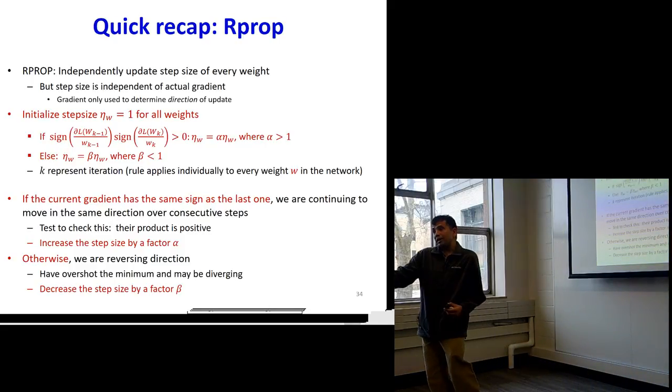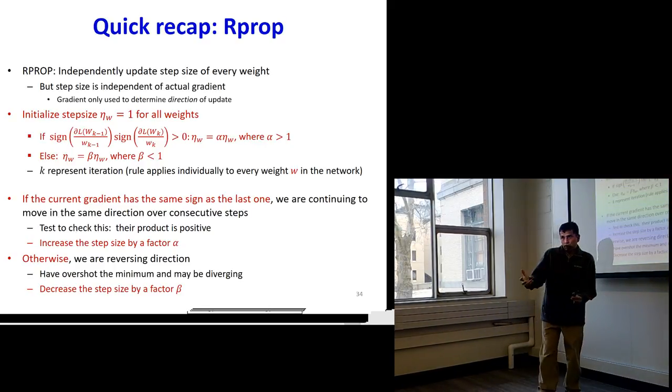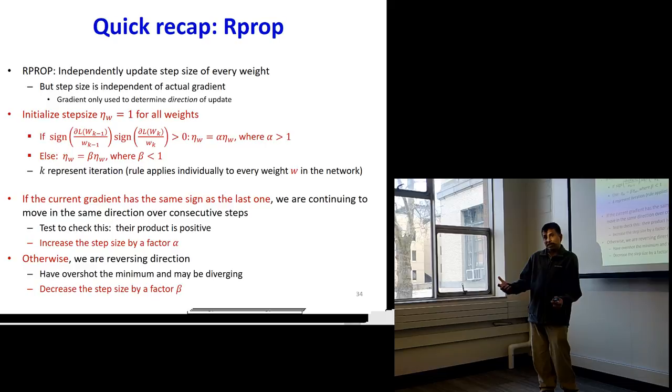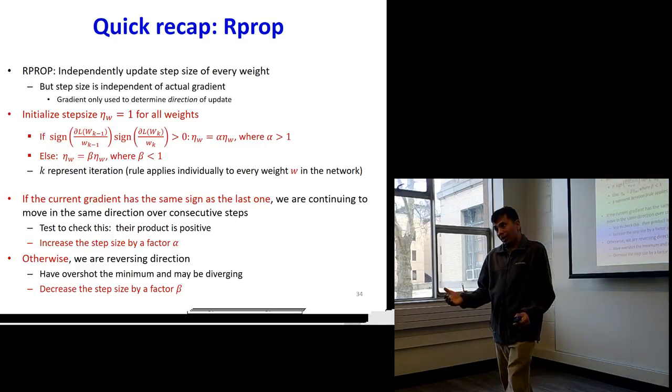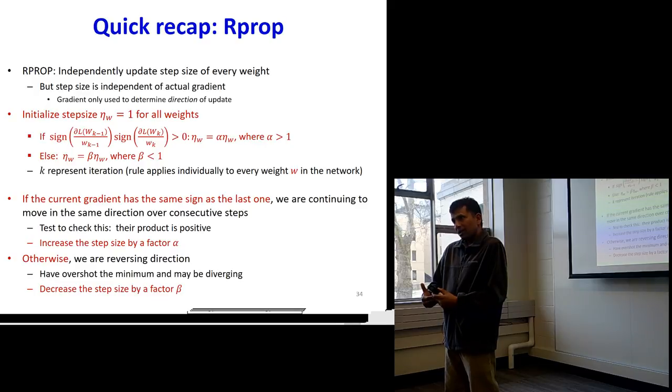So basically increasing the step size, right? On the other hand, if the two signs are the same, the test is I multiply the two signs. If both of them are negative, the product is 1. If both of them are positive, the product is also 1. If the two signs are not the same, the product is minus 1, right? So the simple test is: is the product of the sign of the gradient in the previous and current iterations equal to 1 or not?